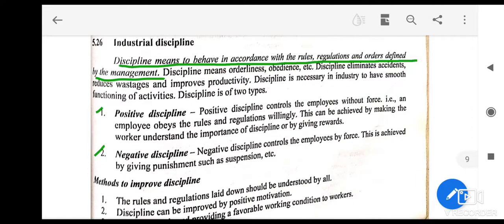Third topic is industrial discipline. Discipline means to behave in accordance with the rules, regulations and orders defined by the management. There are 2 types of discipline: positive discipline and negative discipline. Willingly obeying rules and regulations without forcing is known as positive discipline. Controlling the employees through force or punishment is known as negative discipline. Several methods by which discipline can be improved are through positive motivation, giving rewards to workers and making the workers understand all rules and regulations.